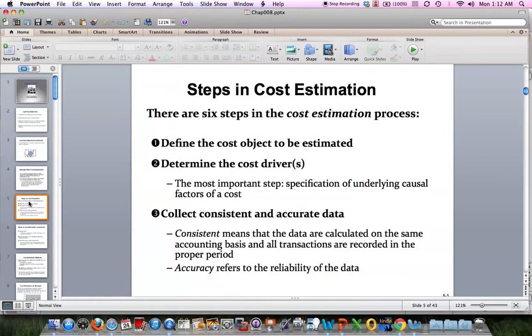Of course, defining the cost to be estimated seems fairly straightforward and simplistic, and it is that simple: trying to figure out what is the total product cost to manufacture something or deliver a service. Be sure to include all costs that go into making something or providing a service. Next is determining the cost drivers. What causes costs to be incurred?